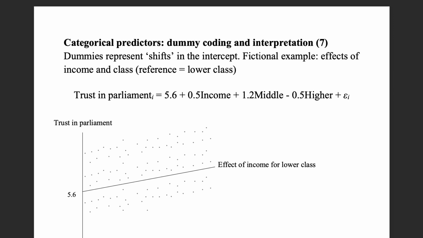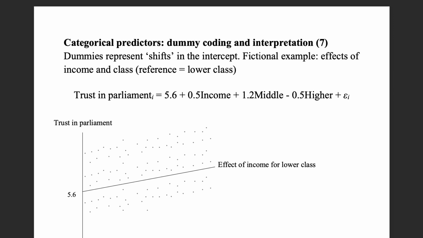And we know where that regression line intersects with the y-axis, because that's given by the constant value of 5.6. So we know for people with 0 on income and all the other variables, the predicted value is 5.6. And then for every 1 unit increase on income on its scale, we can add 0.5 points to the predicted value on trust in parliament.